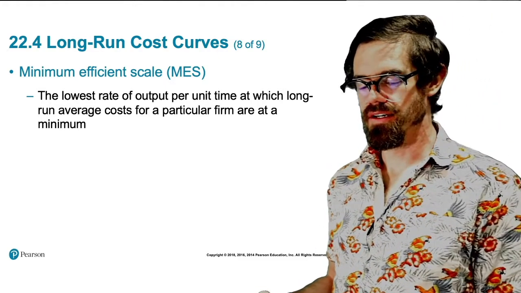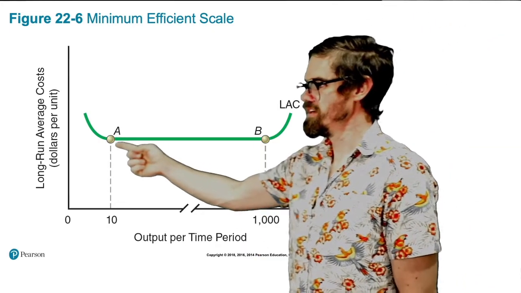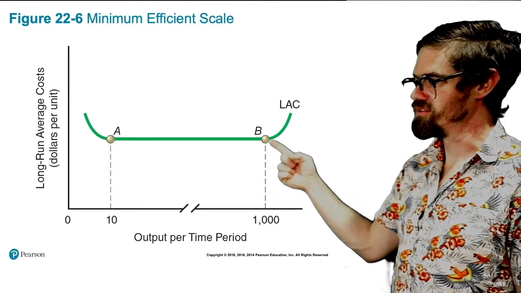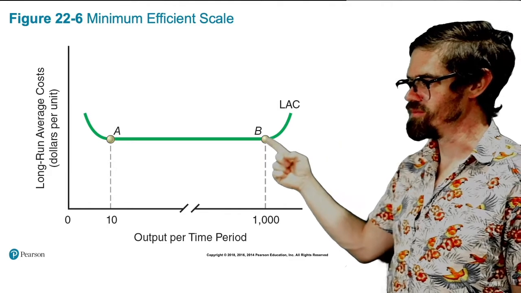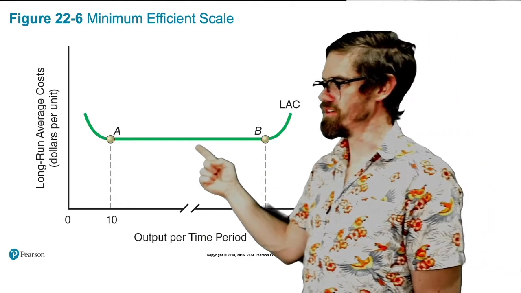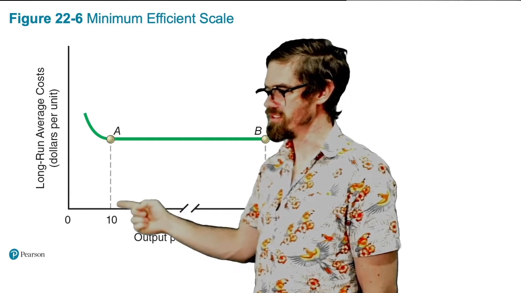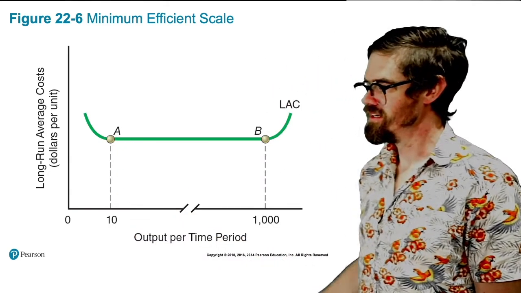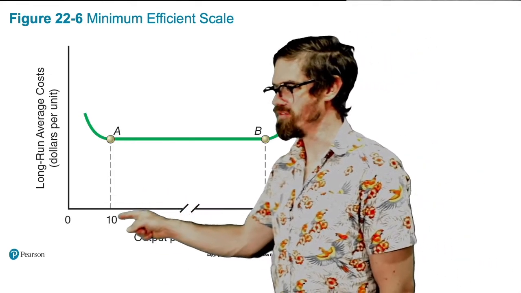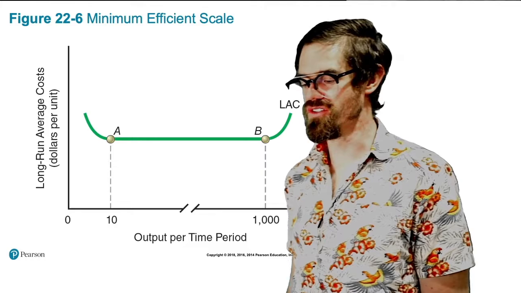So basically, let's see if we've got a picture here. Yep, we do. So here's a long-run average cost curve. Right here we have economies of scale. Between A and B, we have constant returns to scale, and then here we have diseconomies of scale. Now, all along this point between A and B, costs are minimized, and the smallest amount of output to get to that minimum cost is 10 units in this example. Okay, so in this case, 10 is the minimum efficient scale. It's the minimum amount of output required in order to minimize cost.